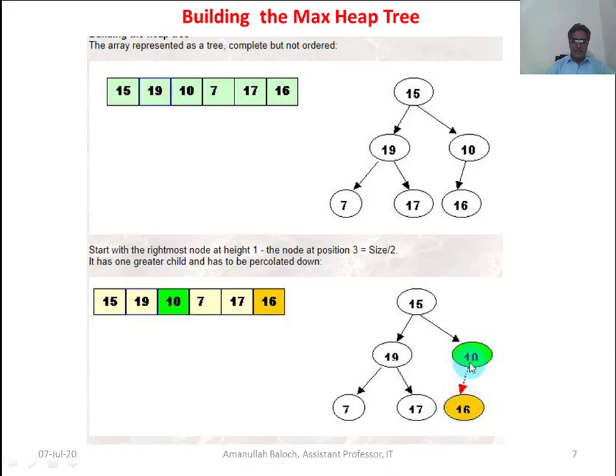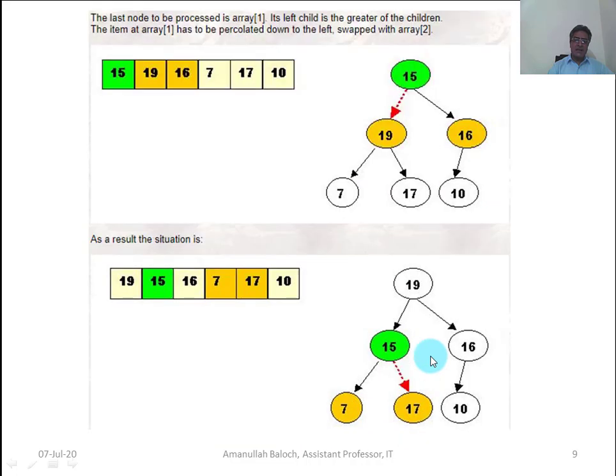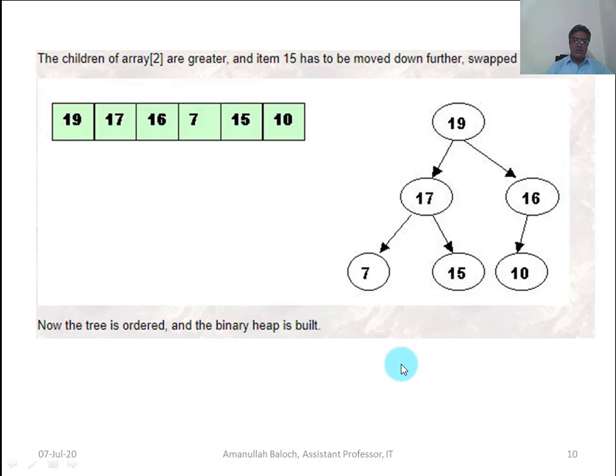First time 16 will exchange, these nodes swap themselves, and then 19 will not swap because both the nodes are smaller than this. Next time 15 is smaller than its left child, so it will swap, and then 15 is also smaller than 17, and it will swap with this one.